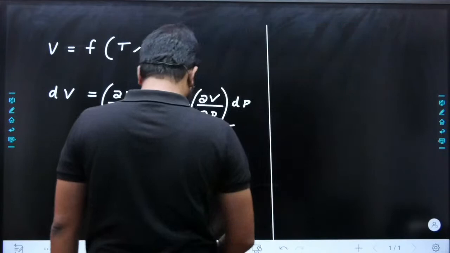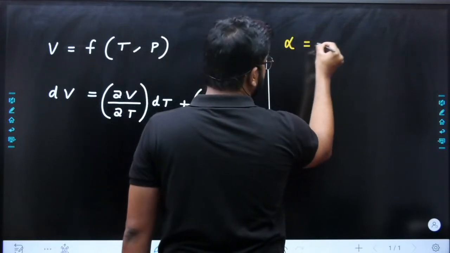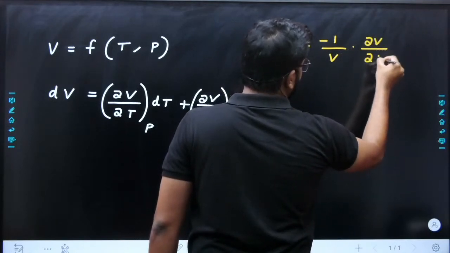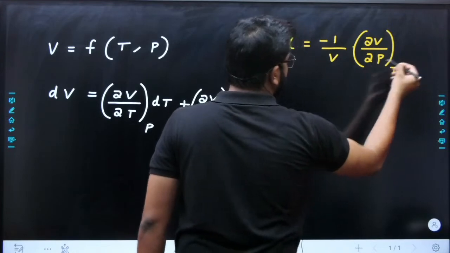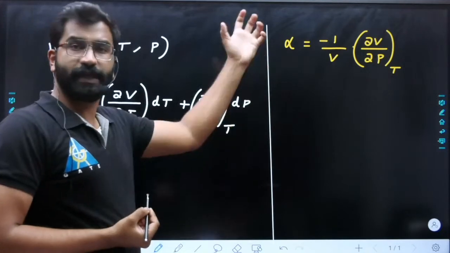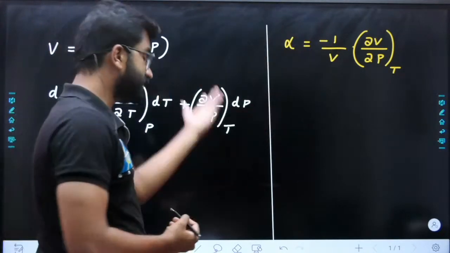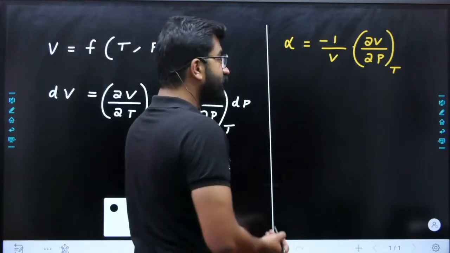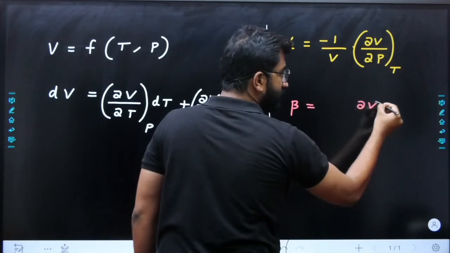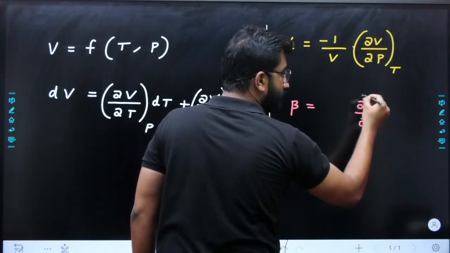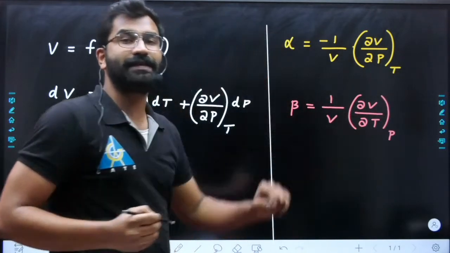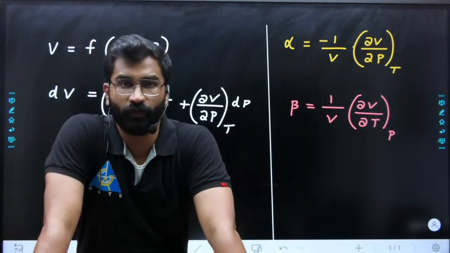Once again, what is the value of alpha? Isothermal compressibility is minus 1 by V into dou V by dou P at constant temperature. I already said isothermal compressibility is volume change with respect to pressure at constant temperature. The counterpart of this will be beta, where instead of pressure I am taking temperature at constant pressure, multiplied by 1 by V. This beta is your coefficient of volume expansion.